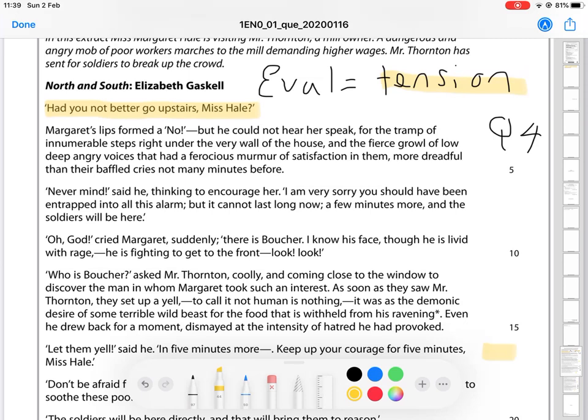There's definitely tension in here, there's got to be, okay? How well is it achieved, though? That's what I've got to ask myself. Well, I like this bit here. Innumerable steps. I also like the fact that you can't hear him speak.